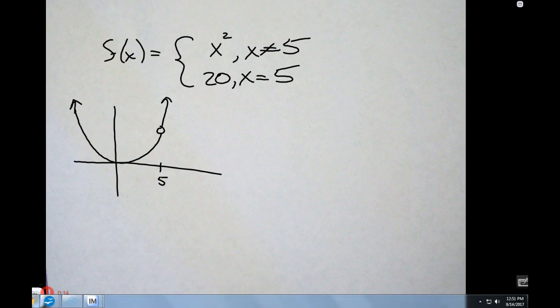Here, let me do it in color. So the black part here is this. You got x squared, so you make it over polynomial, except at that spot you got an open circle. And then this tells me where the bridge is. And the question is basically going to be, is the bridge in the right spot? So what would the y value of this open circle be if it were filled in? It'd be 25. And so 20 is really down there a little bit, so it's not matching up.